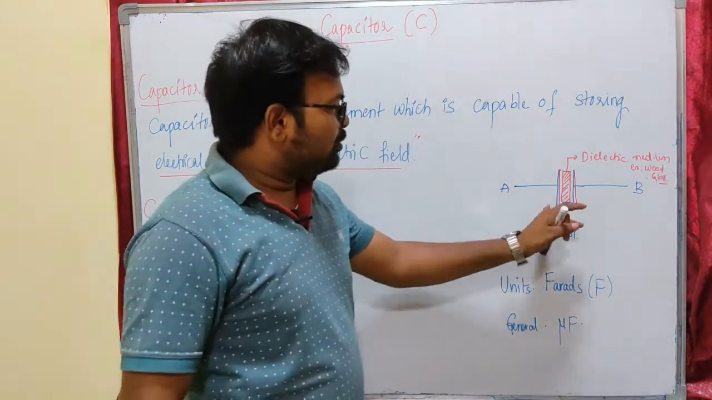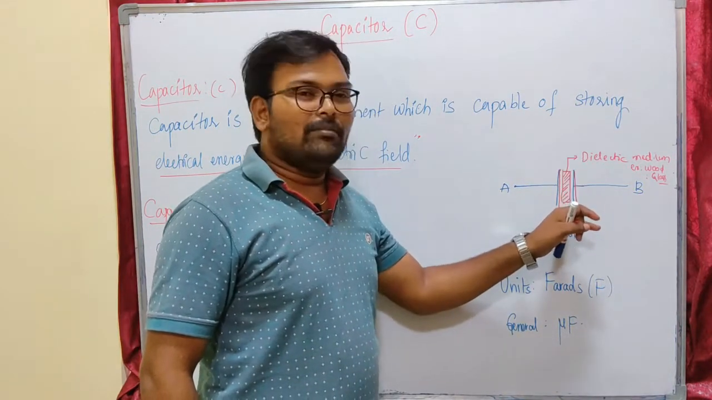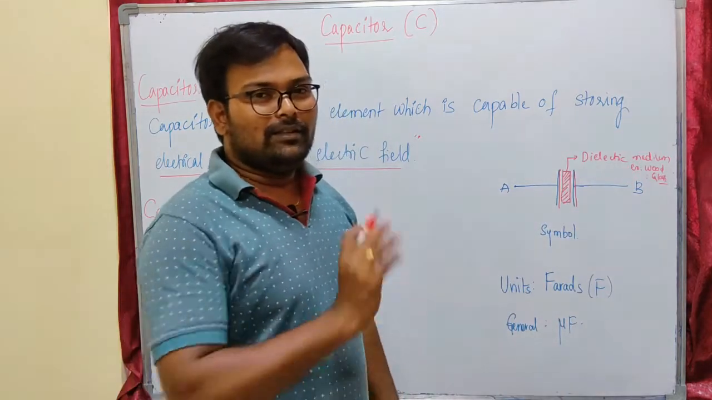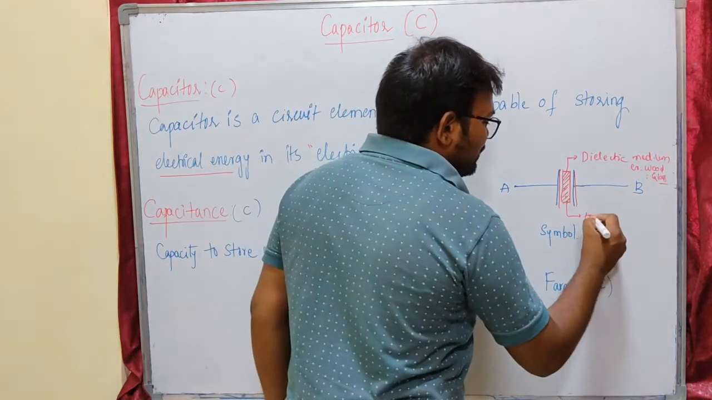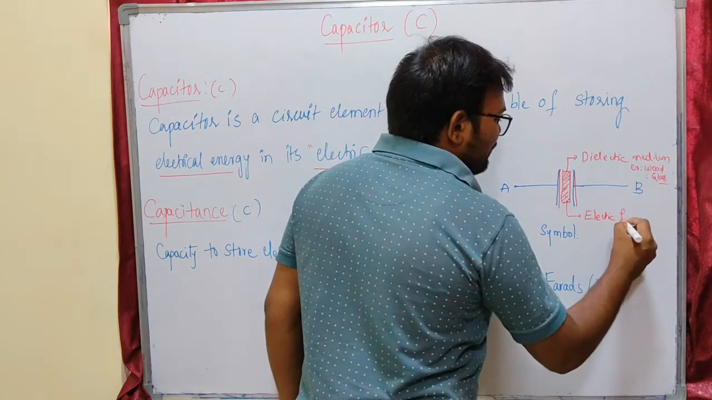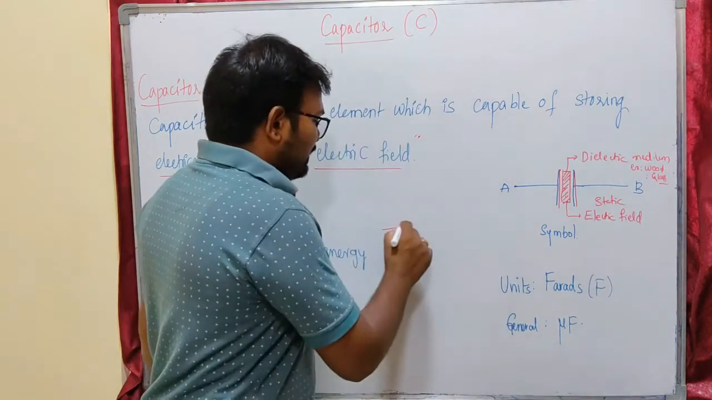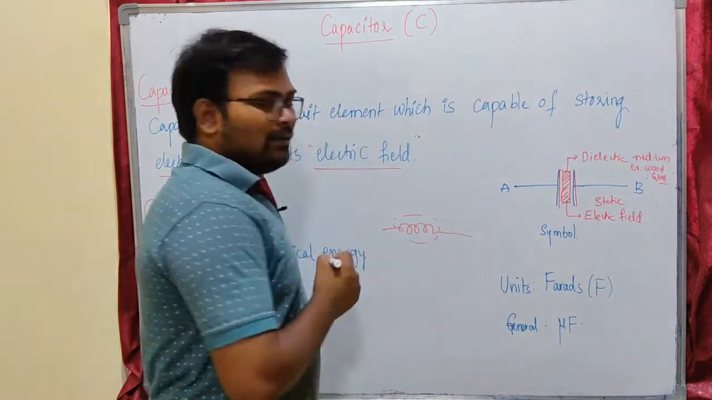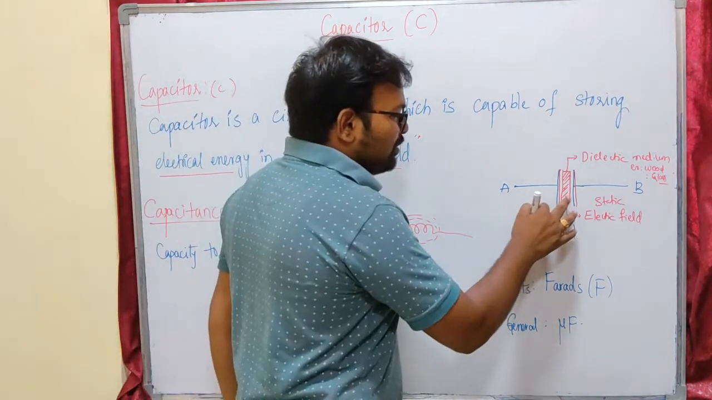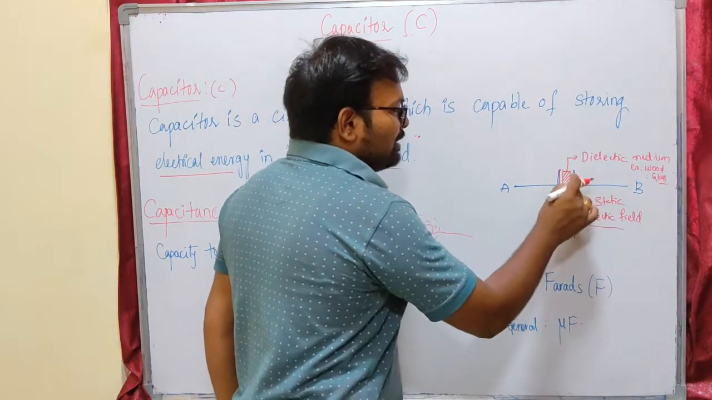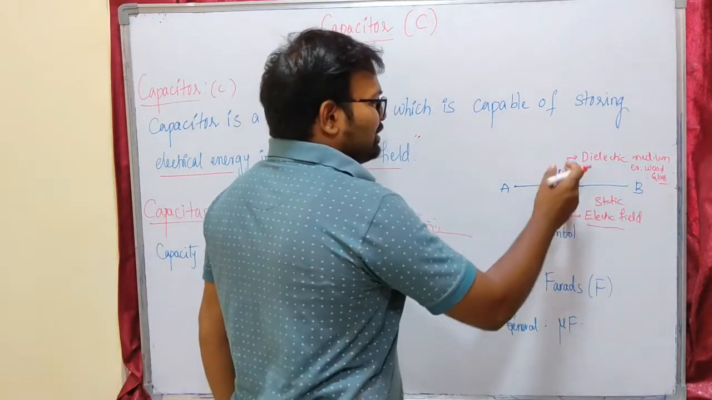So these two plates are electrically connected to two terminals, and they are separated by a dielectric material in between the two plates. In this dielectric medium only, our capacitor will store electric energy in the form of an electric field, or static electric field. An inductor stores energy in the magnetic field around the inductor, but in a capacitor the energy is stored in the form of an electric field in the dielectric between the two capacitor plates. These are two metallic plates separated by a dielectric.